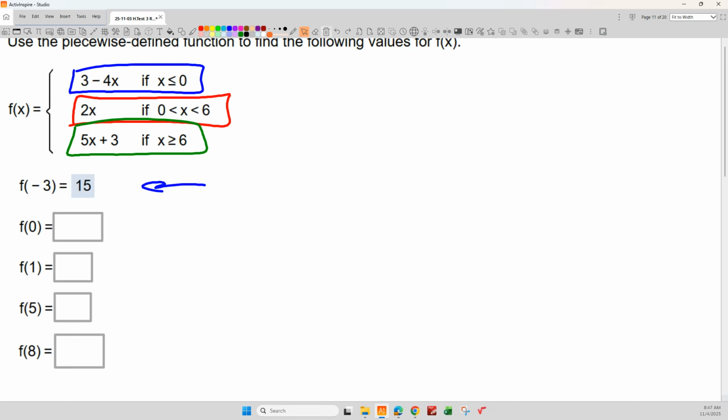Okay, what about f of 0? Blue again, isn't it? Right? Because, how come? Because of that equal sign. So again, this is a blue issue. If I plug 0 in, I just get 3, don't I? Right?